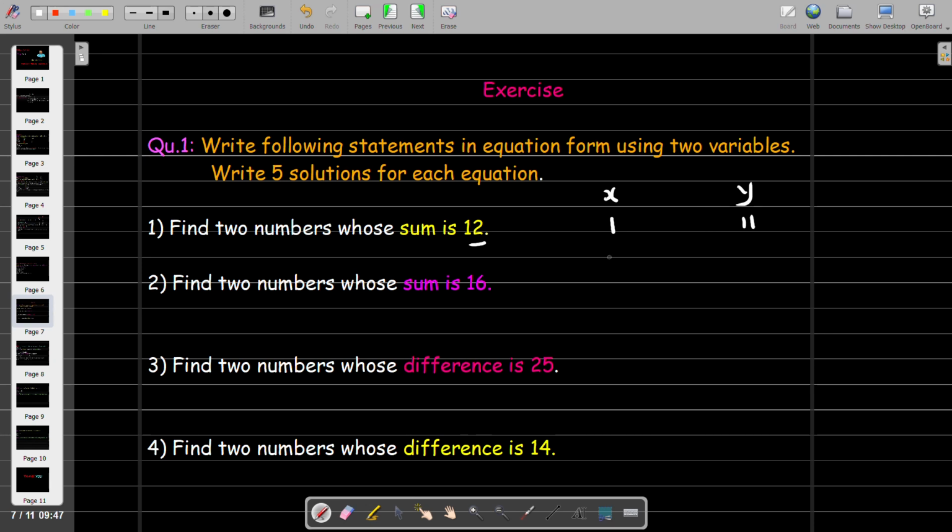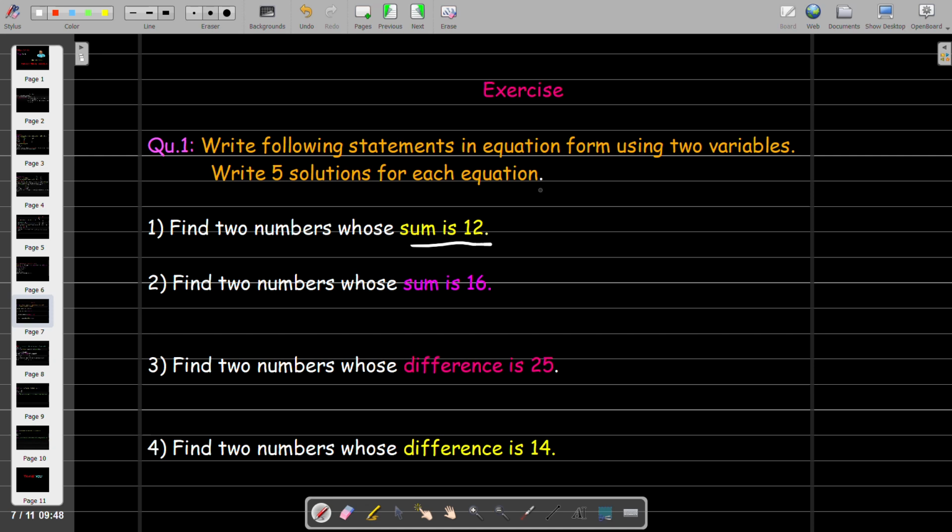11. If we take the value of x is equal to 2, then to find the value of y, we have to subtract the value of x from 12. Therefore 12 minus 2 is equal to how much? 10. Therefore the value of y is equal to 10. In this way we calculate these in our mind. If you take the value of x is equal to 3, then the value of y is equal to how much? 9. If you take the value of x is equal to 4, then the value of y is equal to how much? 12 minus 4 is nothing but 8.